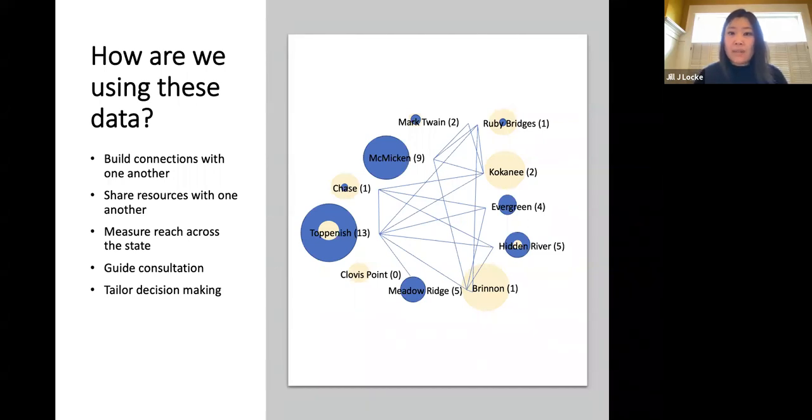We can measure our reach across the state. How many other school sites that are not part of our demonstration study are we reaching, which is not reflected in the map that you see here. We also use these data to guide our consultation to really tailor that decision making based on what the data are telling us.